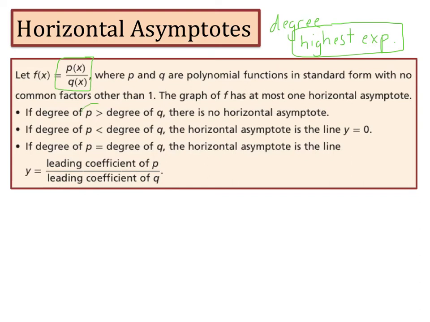So if the degree of the top polynomial is greater than the bottom, there's no asymptote. If the degree of the top is less than the bottom, the horizontal asymptote is the line y equals 0. Now, if they're equal, the horizontal asymptote is the line y equals the leading coefficient of p over the leading coefficient of q. So let's call this scenario A, scenario B, and scenario C. And let's look at 3 examples of this now.